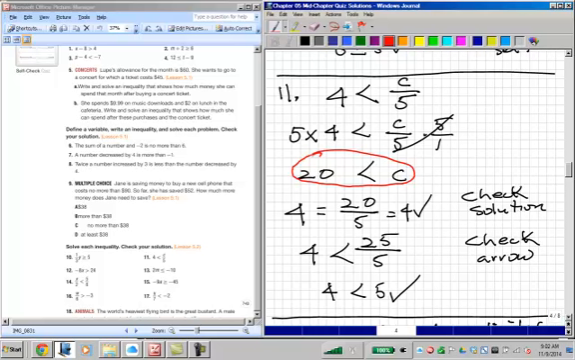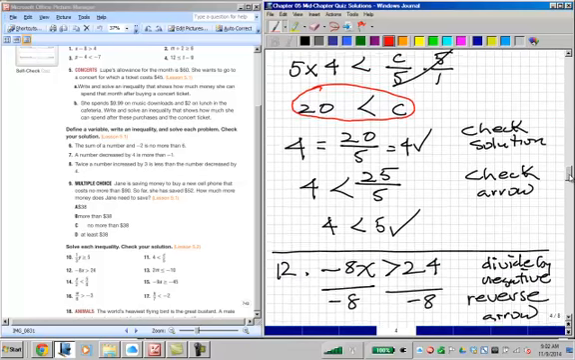Now we've got to check the arrow. C is greater than 20. Now we're dividing by 5, so I'm going to pick 25. 25 is obviously greater than 20. So is 4 less than 25 over 5? Well, it is. 4 is less than 5, so I know the arrow is okay.